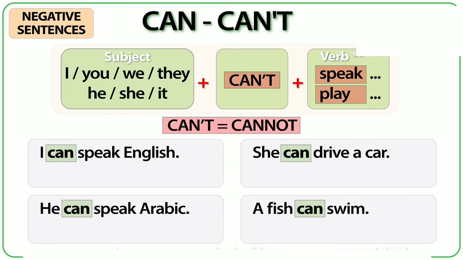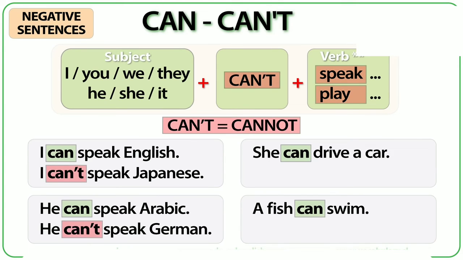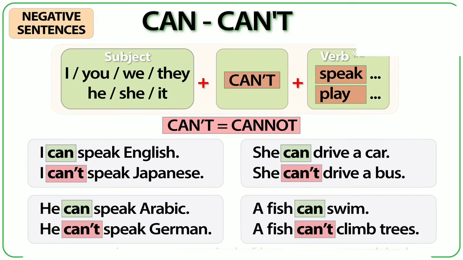More examples. I can speak English. I can't speak Japanese. He can speak Arabic. He can't speak German. She can drive a car. She can't drive a bus. A fish can swim. A fish can't climb trees.